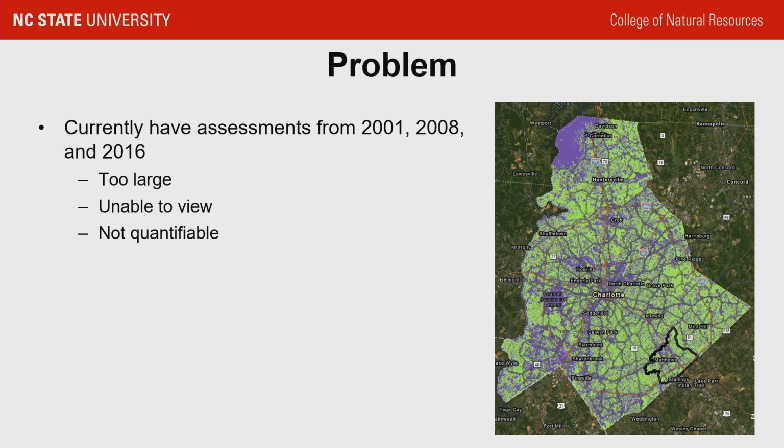And additionally, it's not quantifiable. So they have this image that's a pretty picture. Obviously, green probably represents trees and purple's probably something else. But again, as a raw raster file, they can't do anything with this information. So they really wanted to be able to work with this, make decisions with it, and share it with the people of their community.